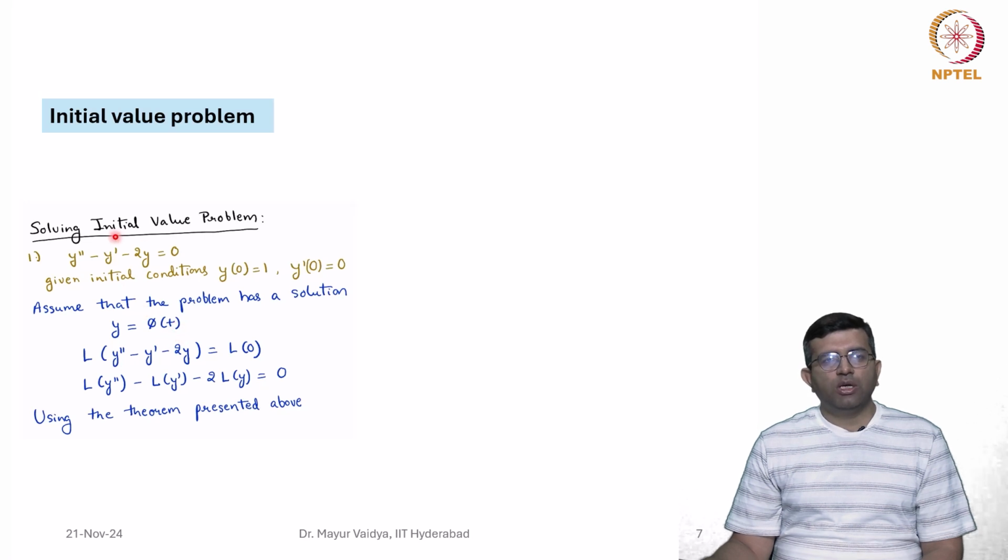Now what I can do is take the Laplace transform on both sides. So the Laplace transform of y double dash minus y dash minus 2y is equal to the Laplace transform of 0, which is 0. And again, using the property of linear operation, we can write this as simply L of y double prime minus L of y prime minus 2 L of y is equal to 0.